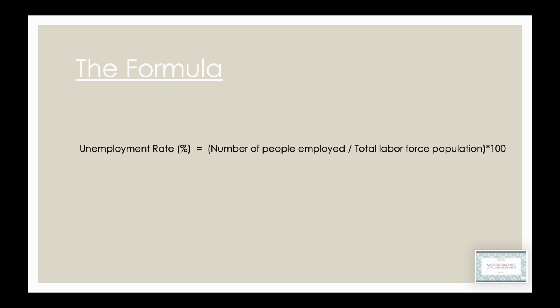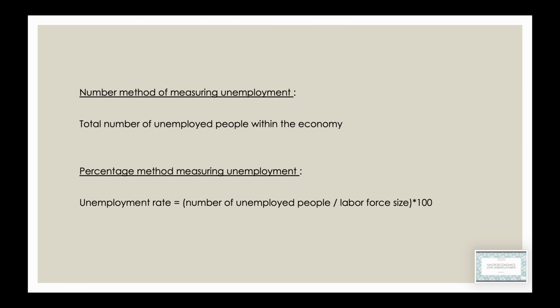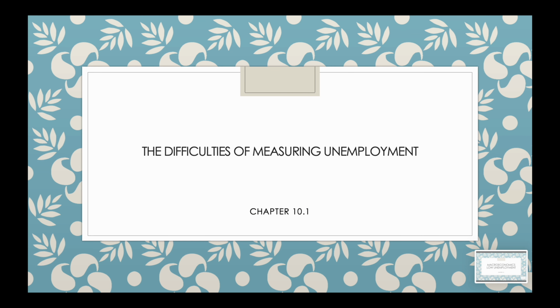So we have the formula. This is a key takeaway for today: the unemployment rate in percentage is the number of people unemployed over the total labor force population times 100. There are two ways to usually measure unemployment. The first is to basically sum up every unemployed person in the economy. And the other is a percentage method, which is basically the formula we just talked about.